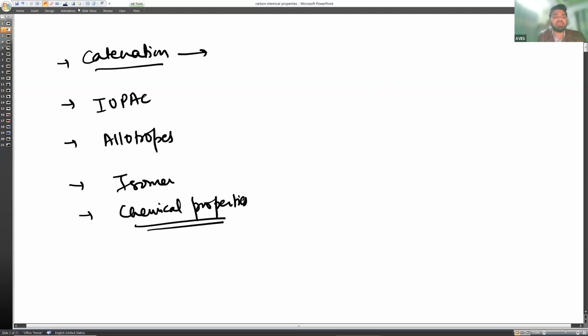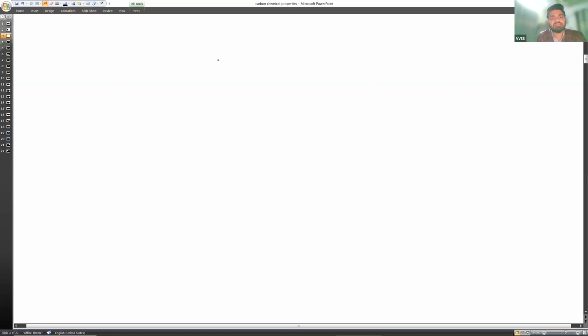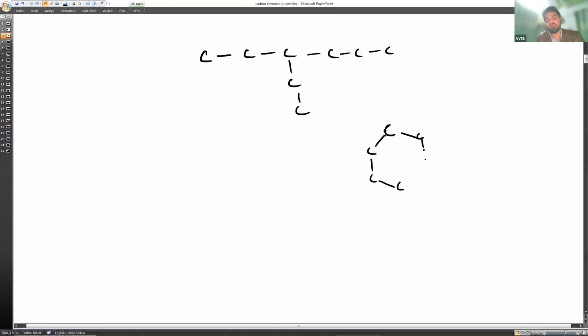Okay, like if I talk about this carbon atom, it can combine with another carbon atom. It can combine this way, this way, this way. It can combine in a branch, it can combine in a ring, like this in the ring. So it can combine itself in many ways.